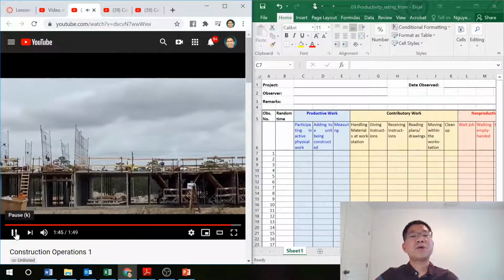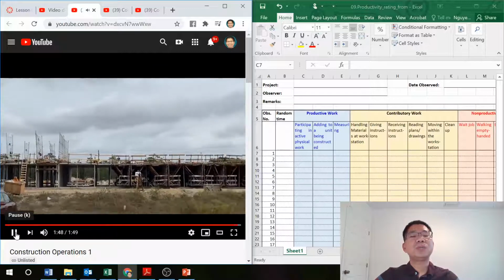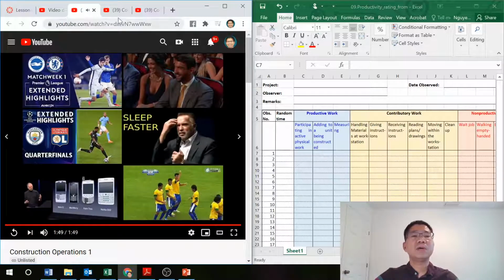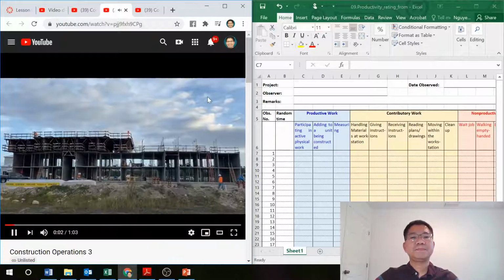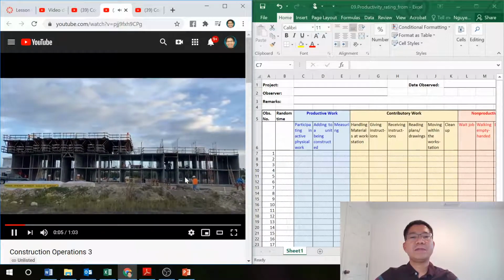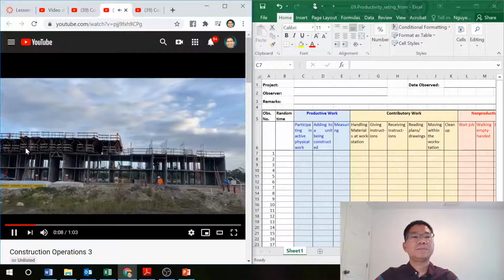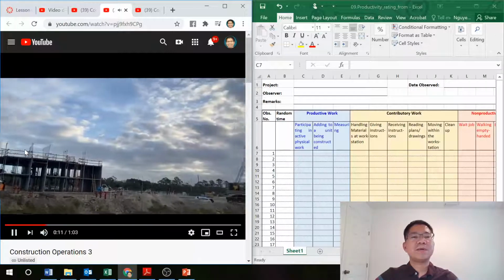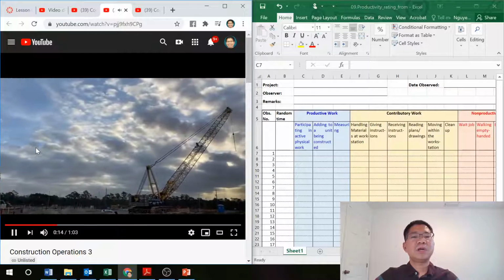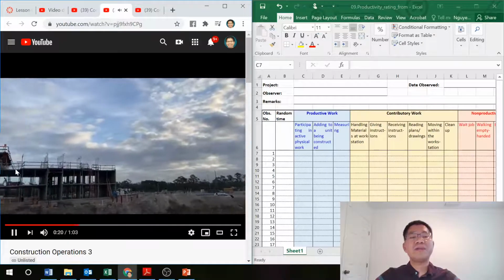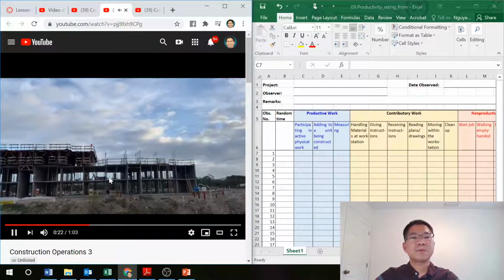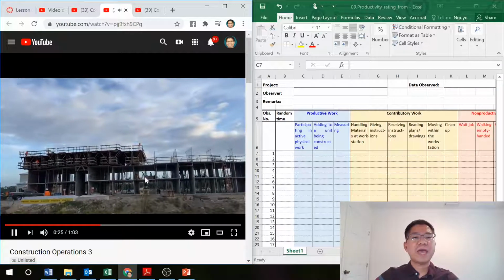For the project, you just find a place where you are able to observe without interfering with the workers. This is the same project as the previous video, which was on the second floor, now the one on the third floor, which is empty-handed working, productive. In this case, they are about to set up for placing concrete on the third floor. Here, working empty-handed, non-productive.